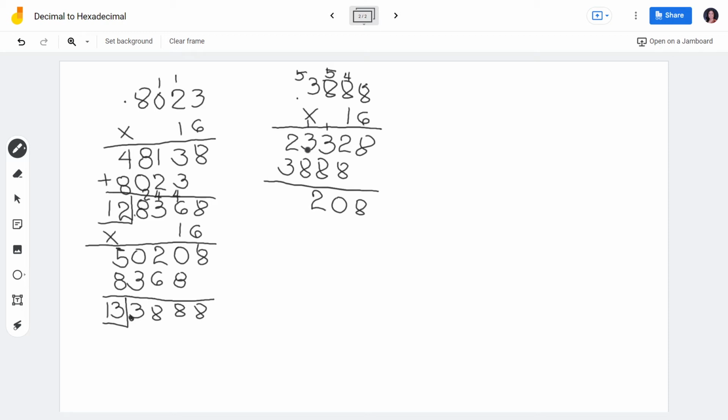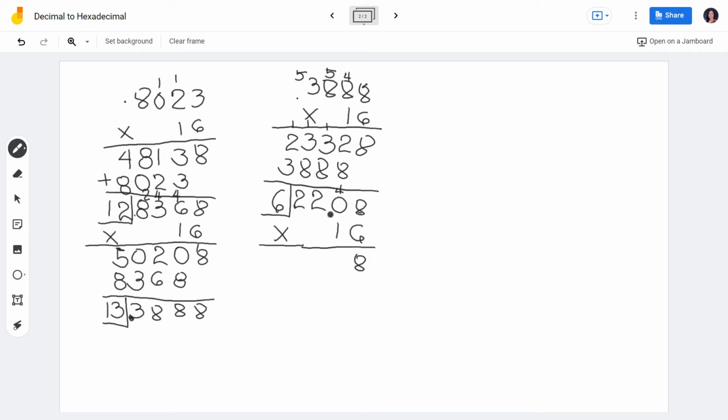Just the same, this is also 12. Then 1 plus 2 is 3 plus 3 is 6. 1, 2, 3, 4. So set aside 6. And then the last one is times 16. Okay, times 16. 8 times 6 is 48.